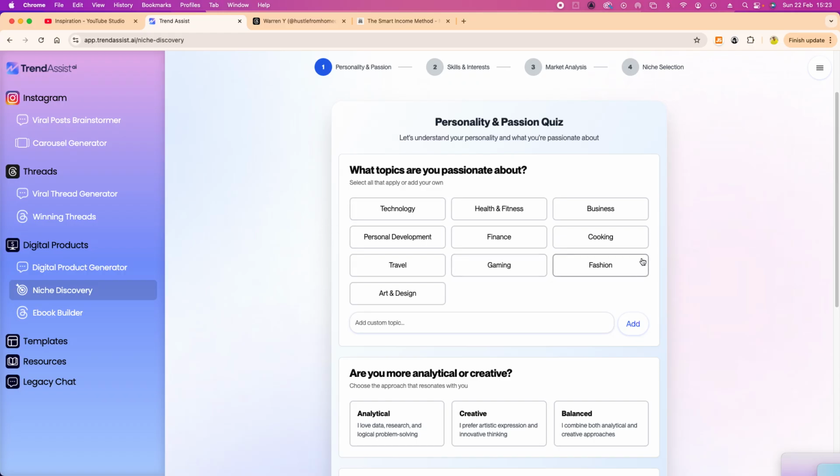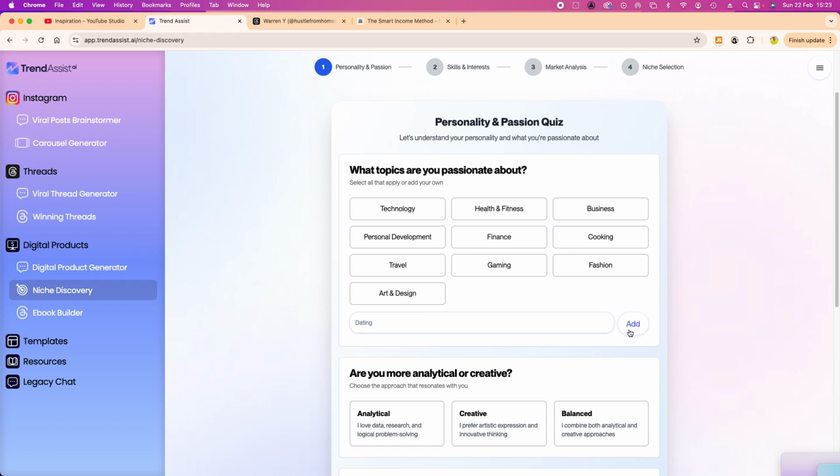So let's see: cooking, business, health and fitness, personal development, relationships. So I would say relationships, right? Because the three biggest and most profitable niches are money, health, and relationships, like dating. Okay, so let's just say dating.